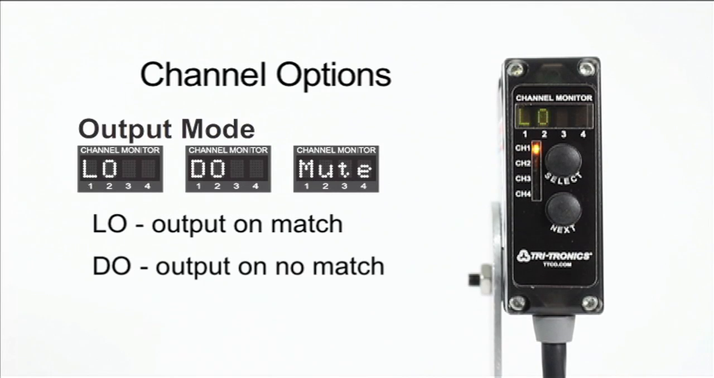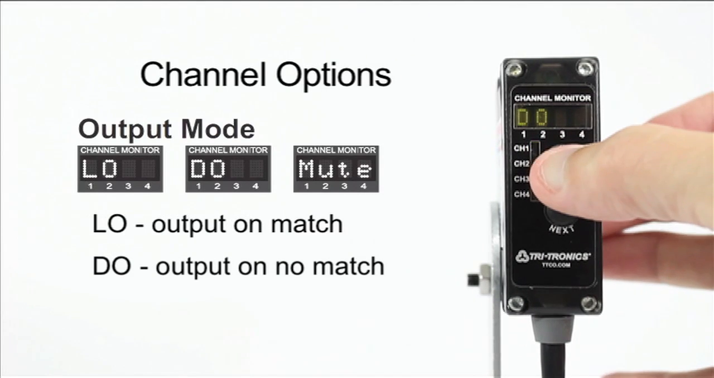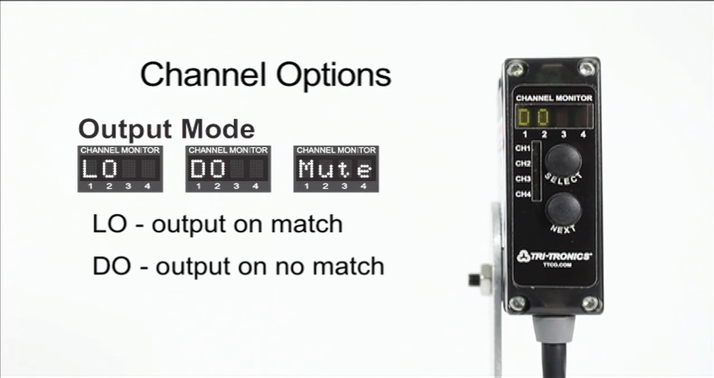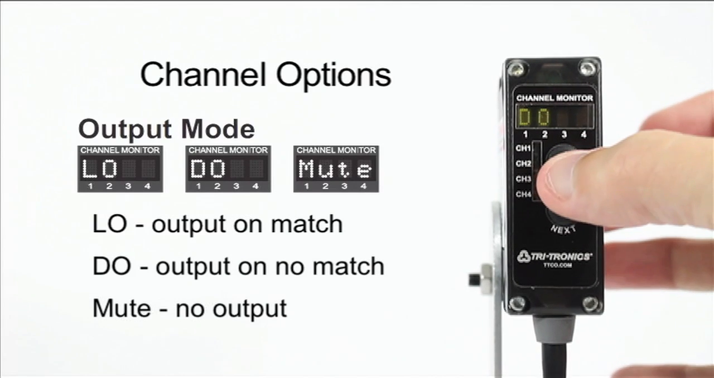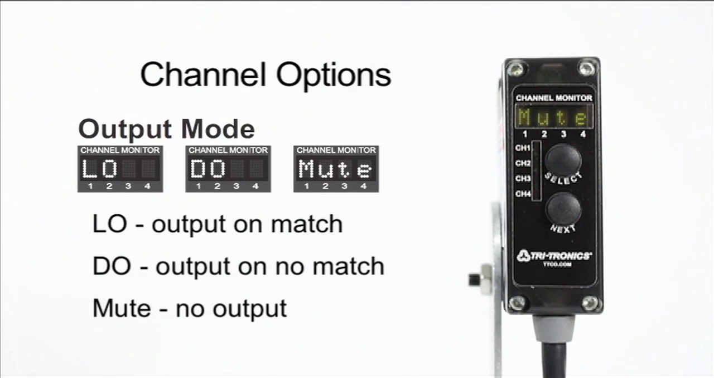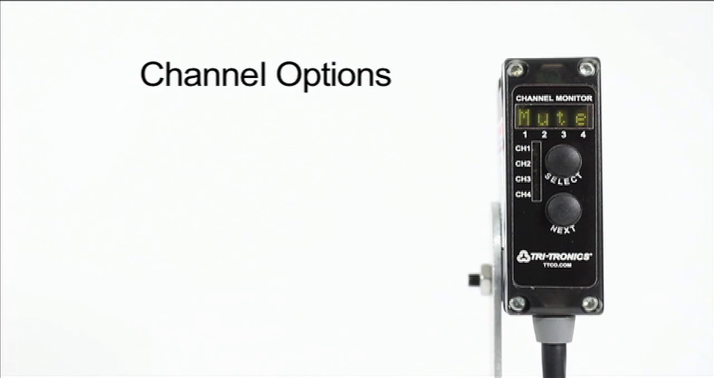DO, or dark on, means the sensor will give an output when the color in view does not match the captured color for that channel. The mute setting disables that particular channel. Disabled means that no detection or output will occur on that channel. Press Next again to advance to timer mode.